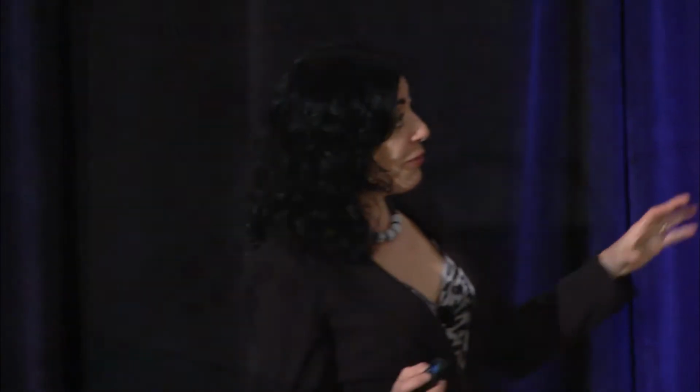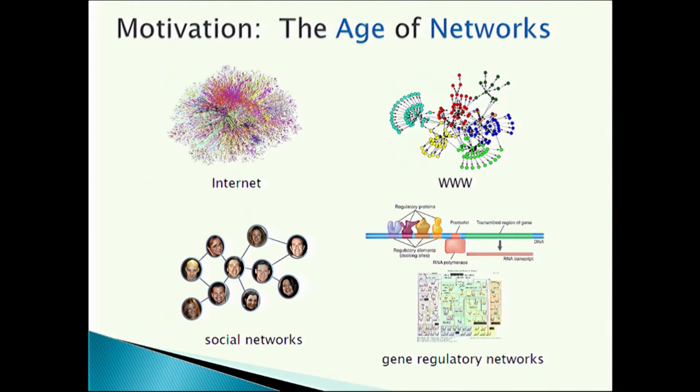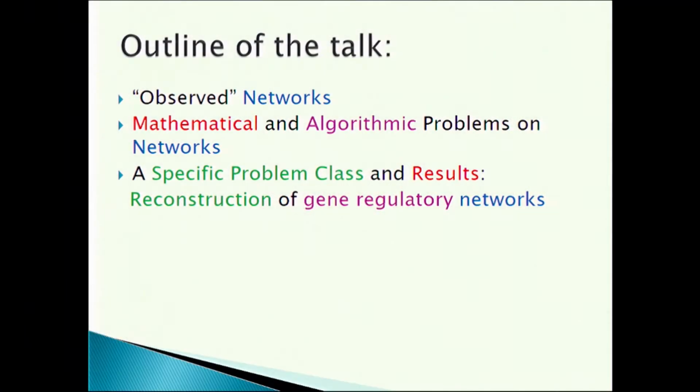Good. Okay, so the motivation for this is what I call the age of networks. In the last 10, 15 years, as we've looked around, every place we look, we see networks. We see physical technological networks like the internet and the World Wide Web. We see social networks online and offline. We see biological networks. Much of what is driving this is that these networks are producing data, which allow us to understand them much, much better than we could a few years ago.